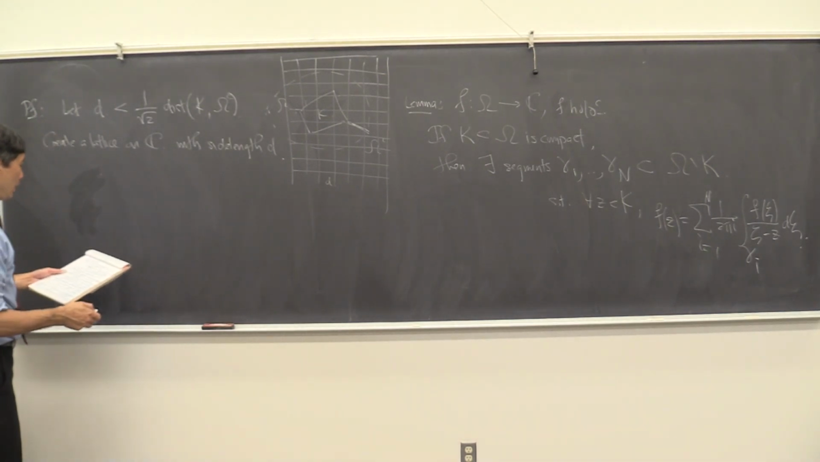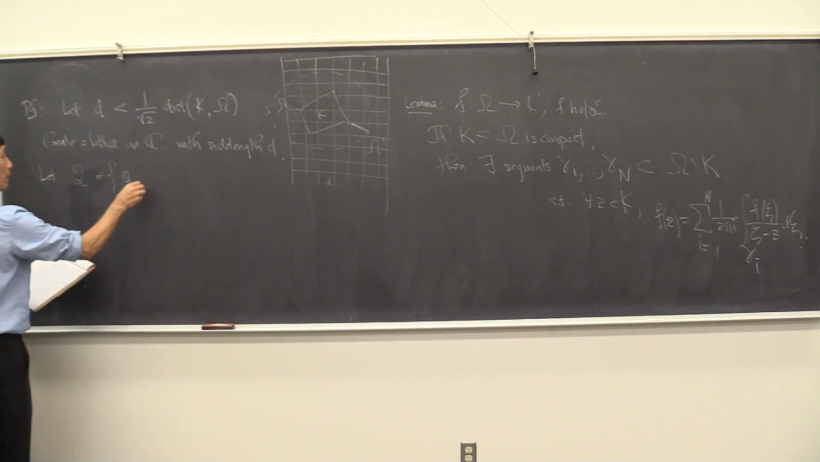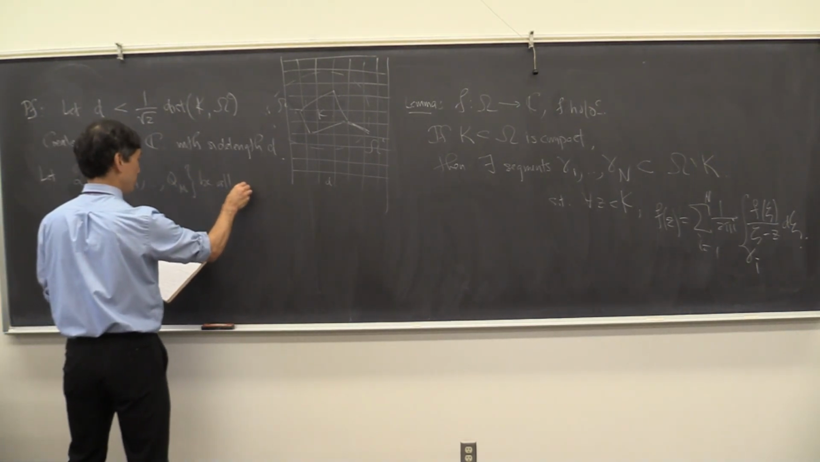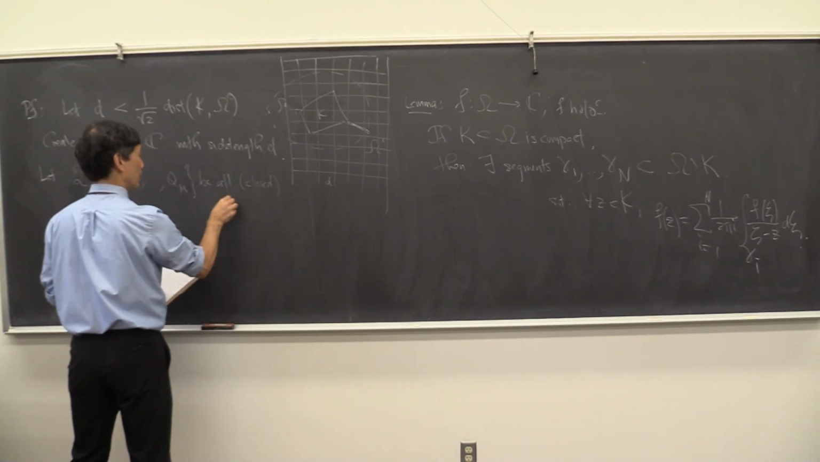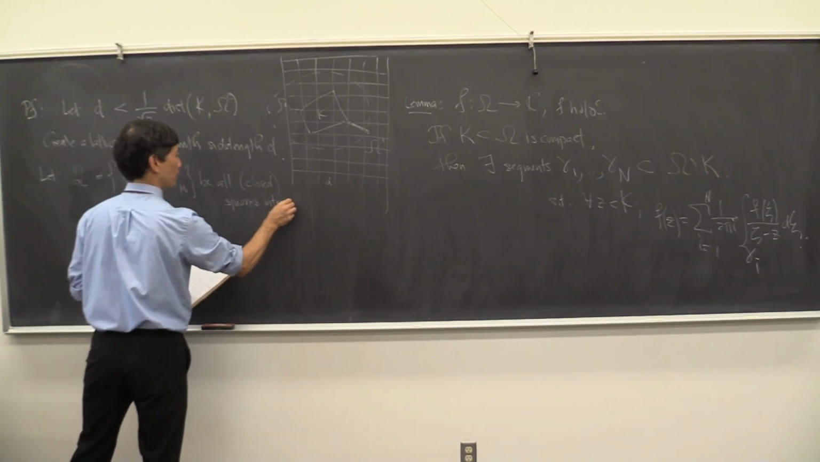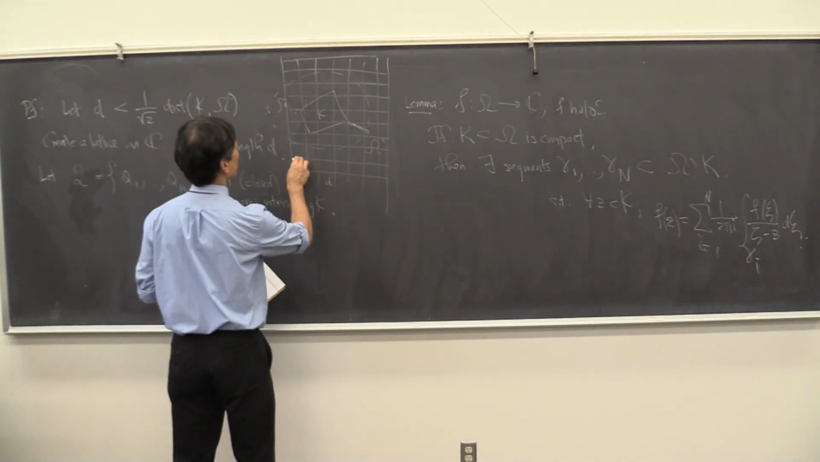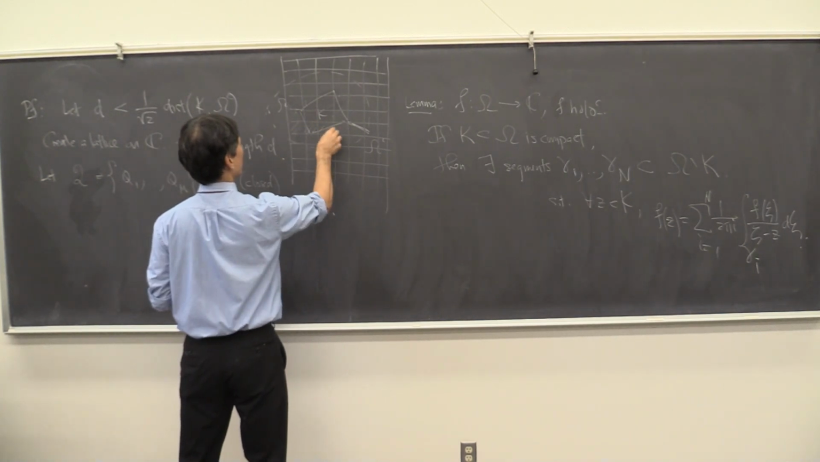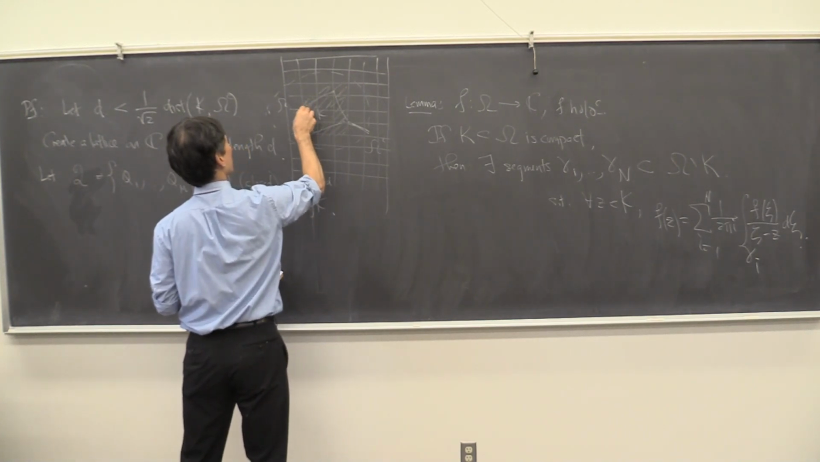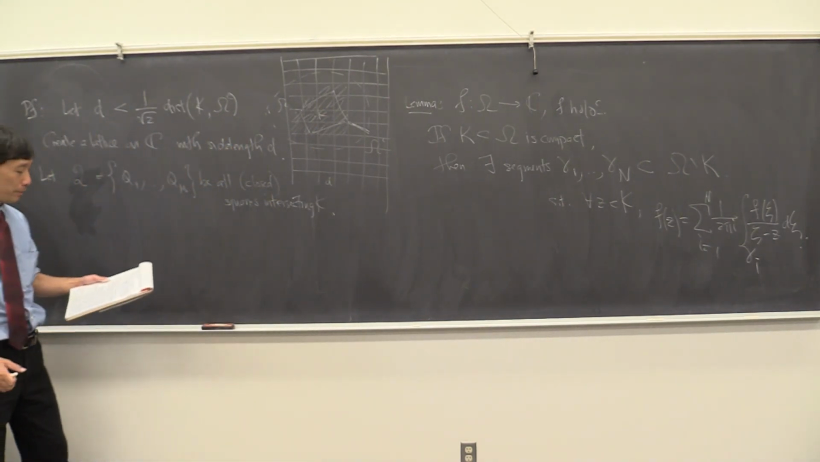And let Q be the set of all squares, Q1 through Qm, all the closed squares intersecting K. Okay, so here, everybody who intersects K. Right, all these guys intersect K.